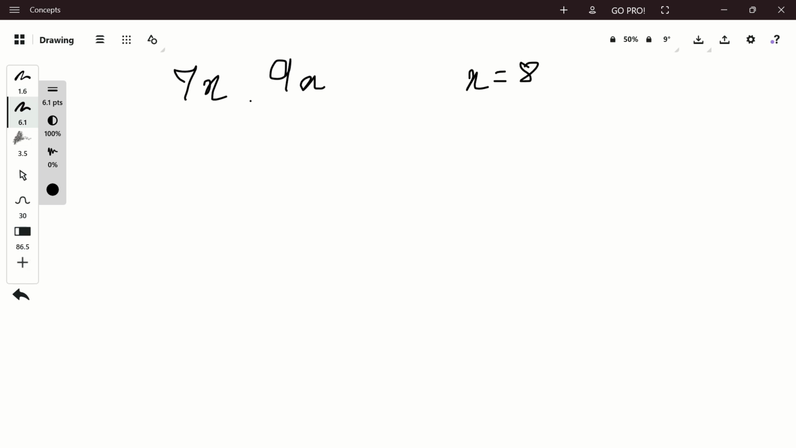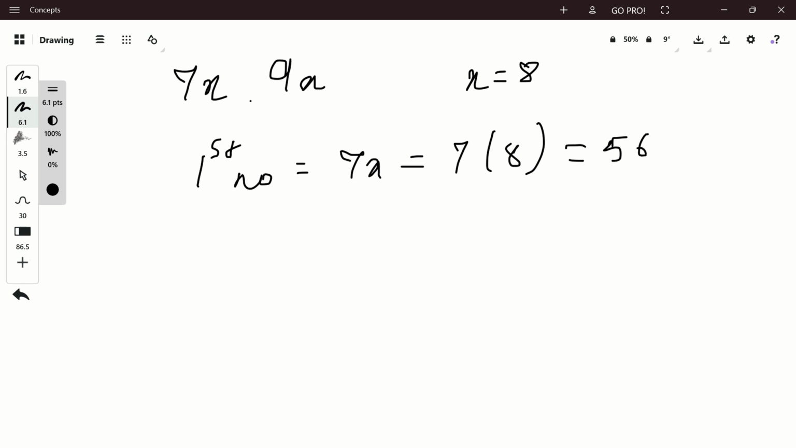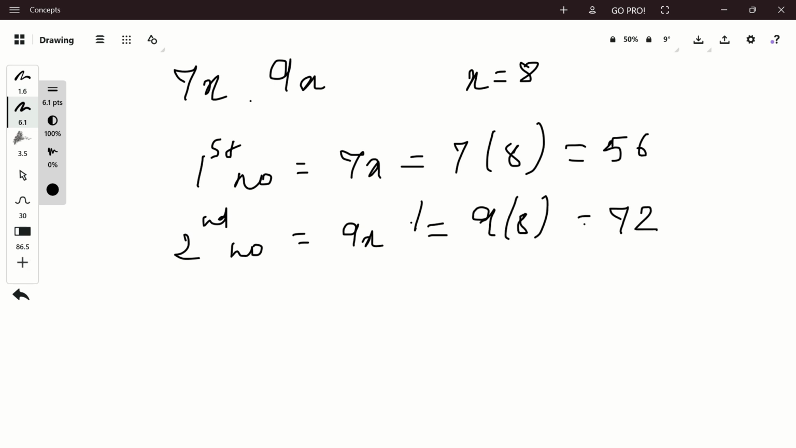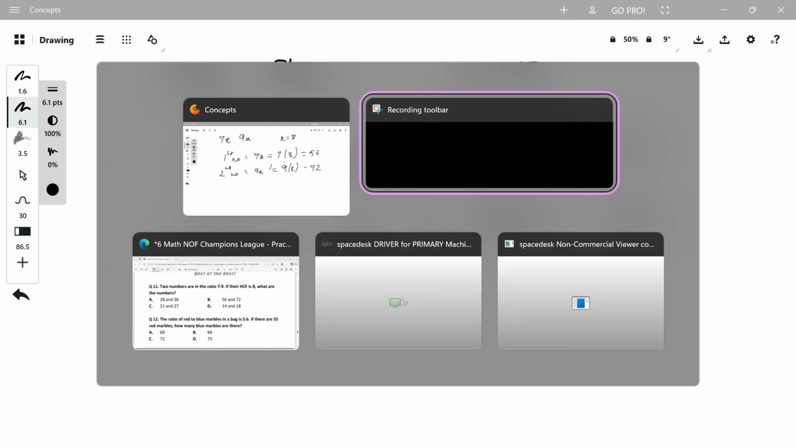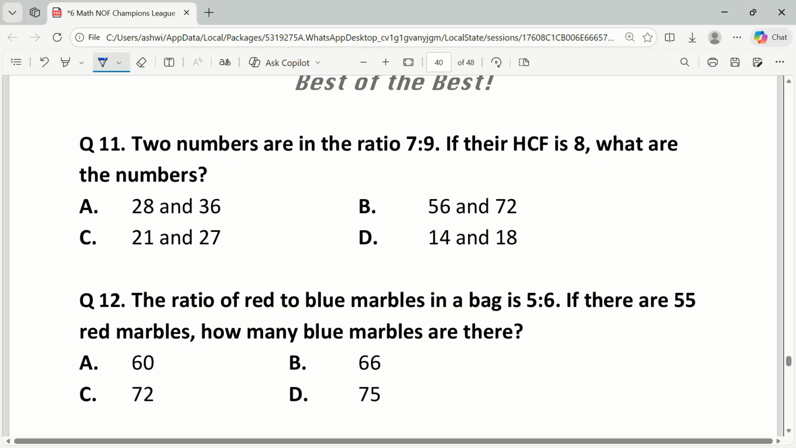Substituting 8 into the expression for the numbers, we have first number as 7x, which is equal to 7 into 8, which is equal to 56. And the second number as 9x, which is 9 into 8, which is equal to 72. Comparing with the options, the answer is B, 56 and 72.